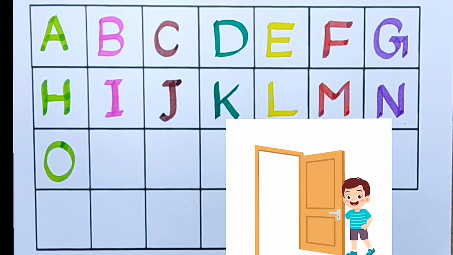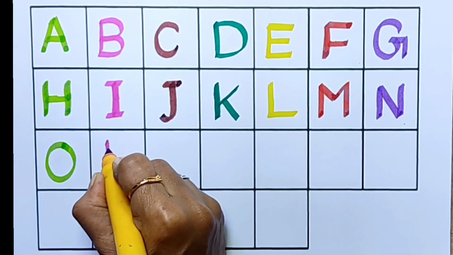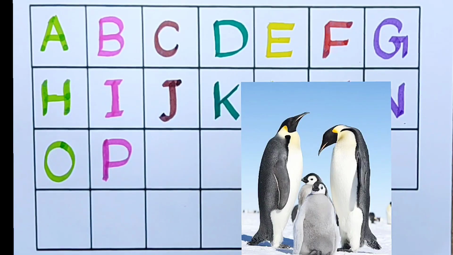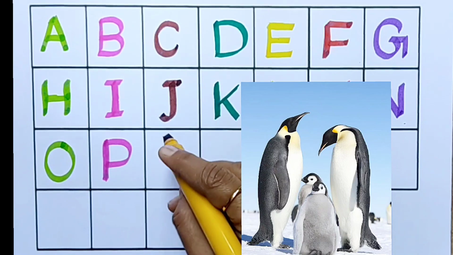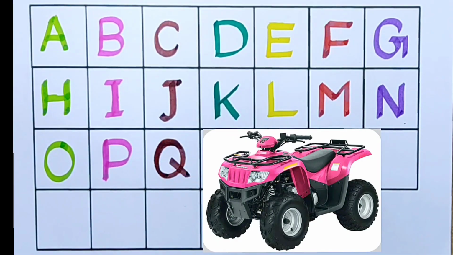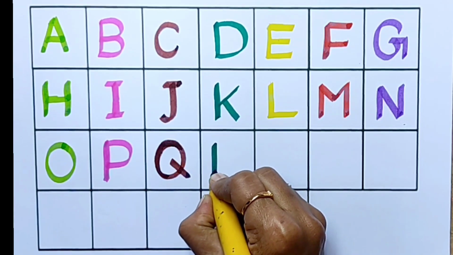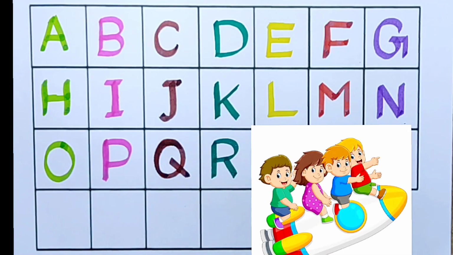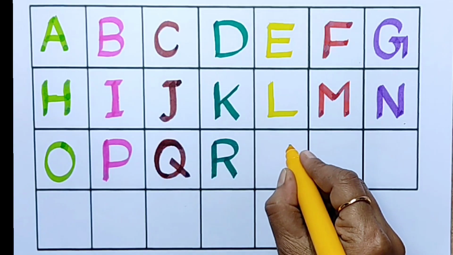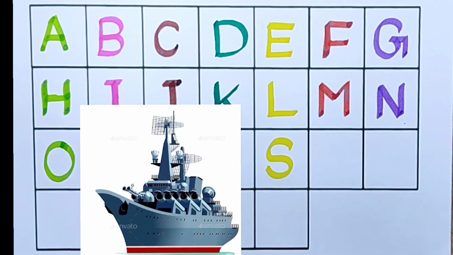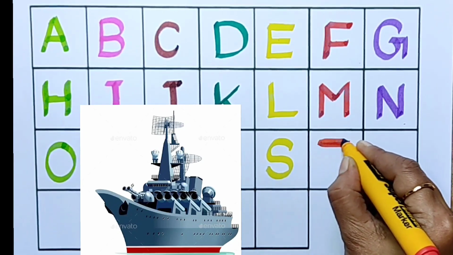O. O for open. P. P for penguin. Q. Q for quad bike. R. R for rocket. S. S for ship.